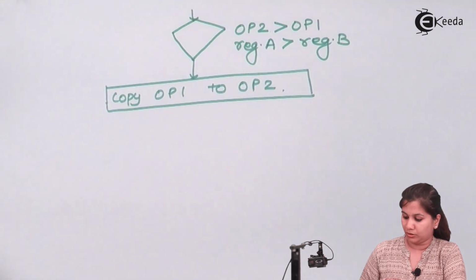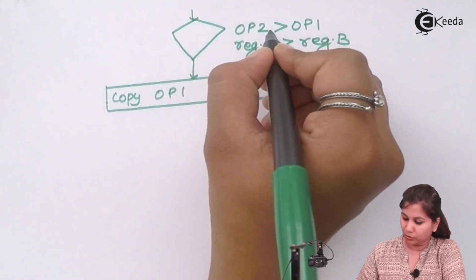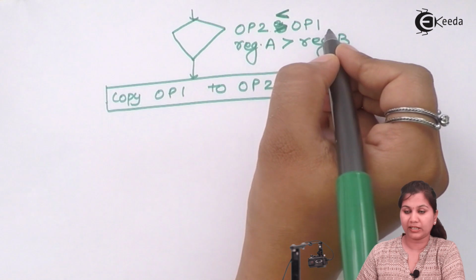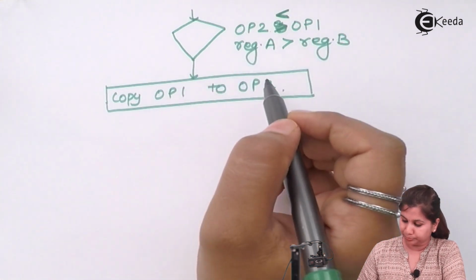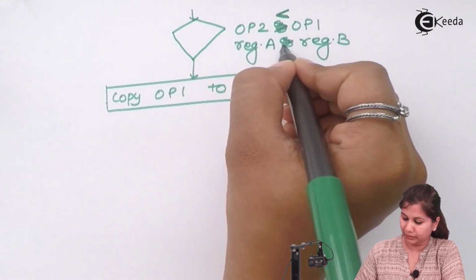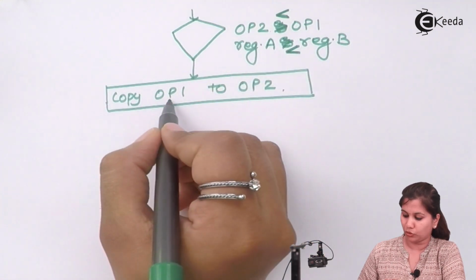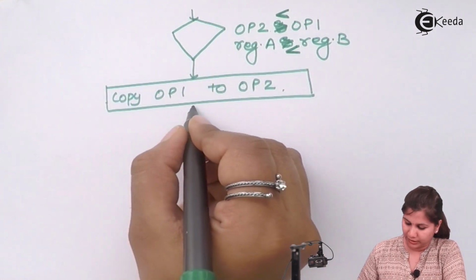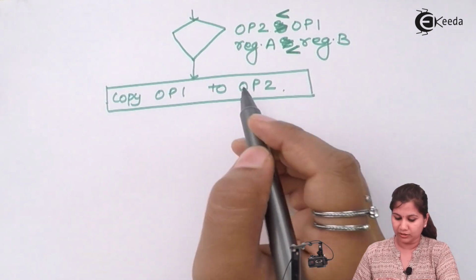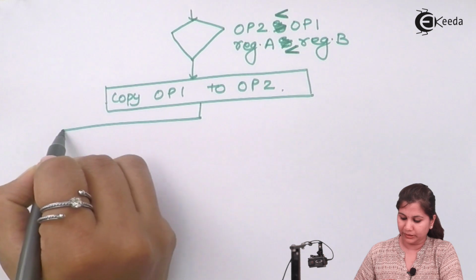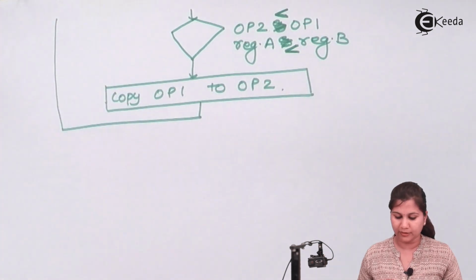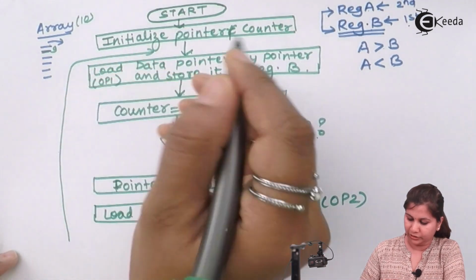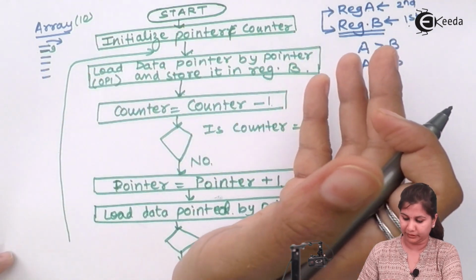Sorry, here it will be checked whether OP2 is less than OP1, means OP1 is greater than it. Now, OP1 is register number B. So, copy the OP1 to OP2, means in the accumulator we are having. Then, next step is this you have done. After that, when you have copied this, again you have to repeat the process. Again you have to load the number, again you have to repeat the process.